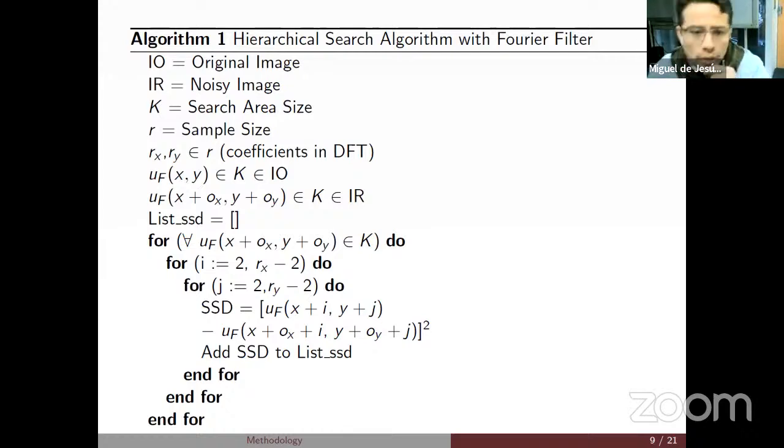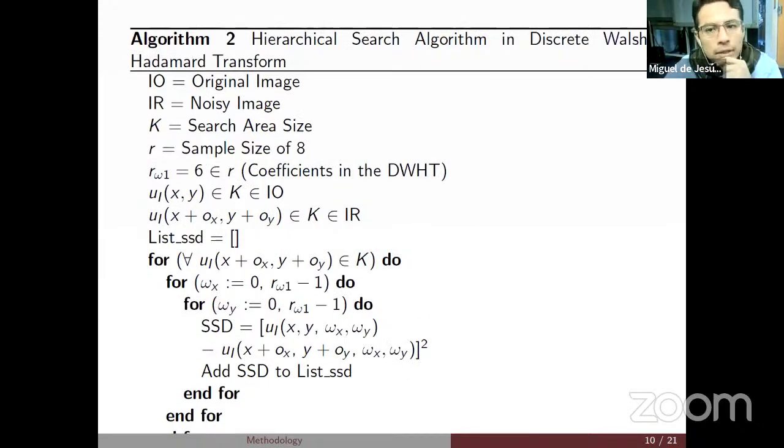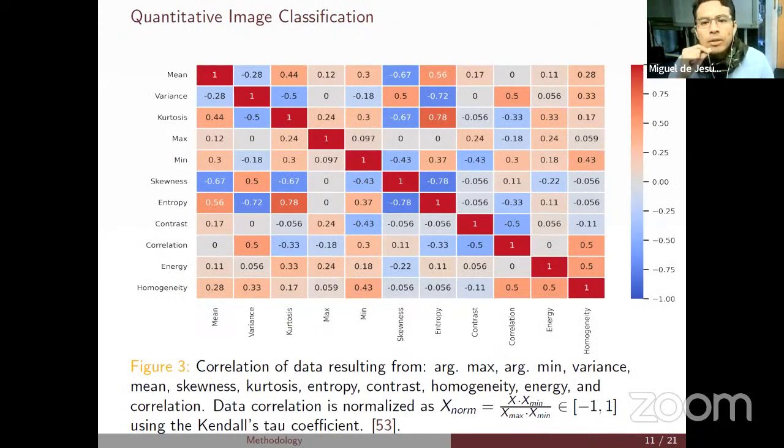Taking these algorithms into account, as you can see on your screen, this is a reduction of the number of calculations using the Fourier filter. In the second algorithm, using the discrete Walsh-Hadamard transform, instead of using the whole picture as after the Fourier transform filter, we need to search in a radius area the size of these patches. So there are the two previous algorithms that I mentioned. And after that, there is a correlation.